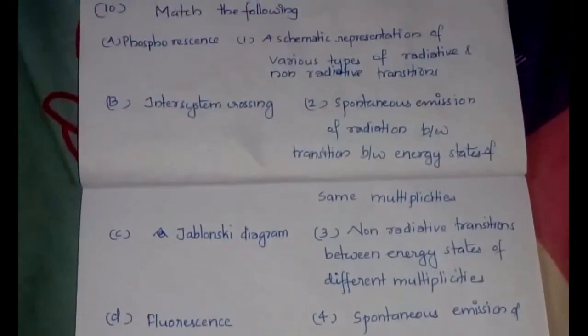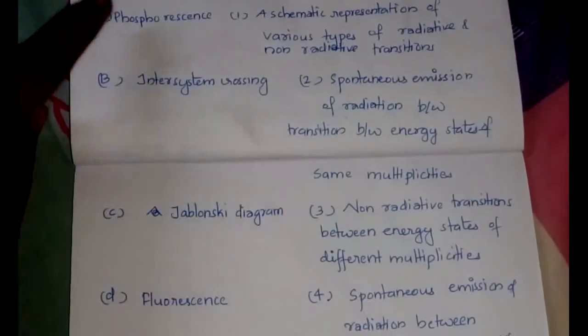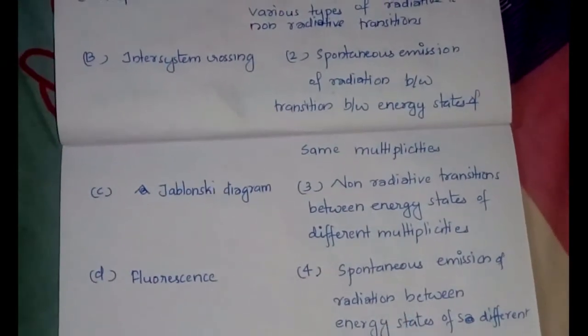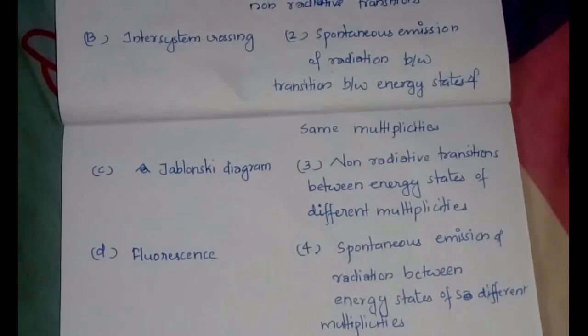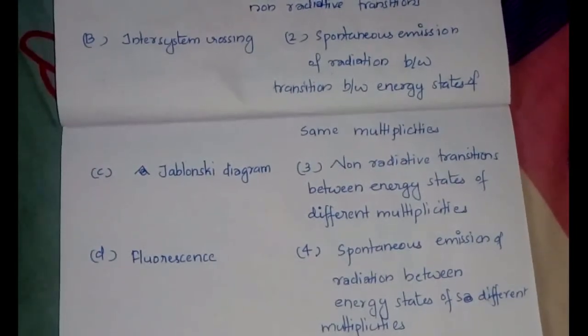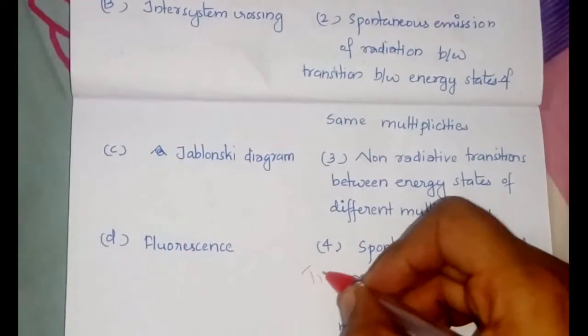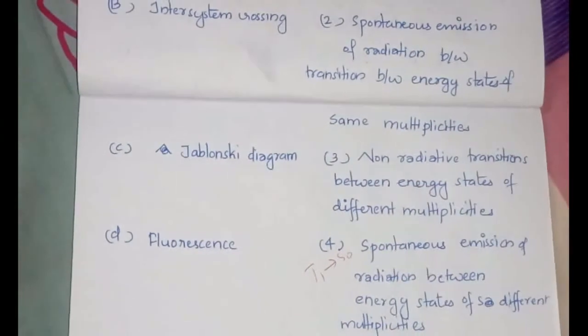Now we can go through the options once again. Here A is given as 4. Let's see. A is phosphorescence. And what is 4? Spontaneous emission of radiation between energy states of different multiplicities. It is true, because T1 to S0 is phosphorescence. So that is from different multiplicity, T1 to S0. So definitely that is correct.